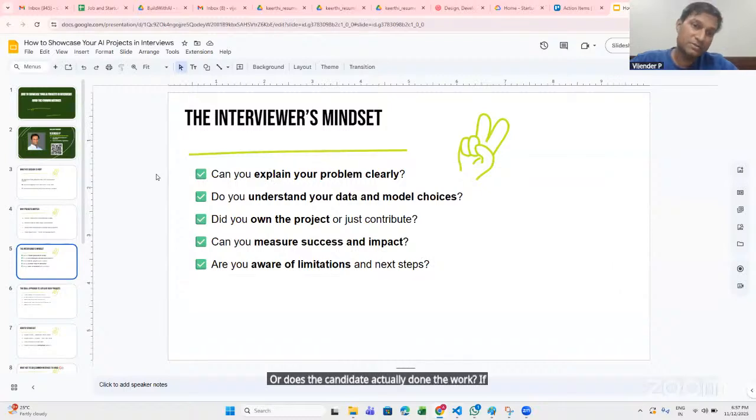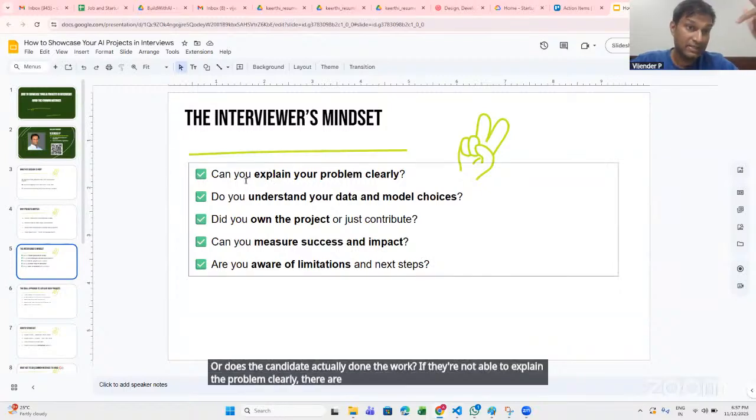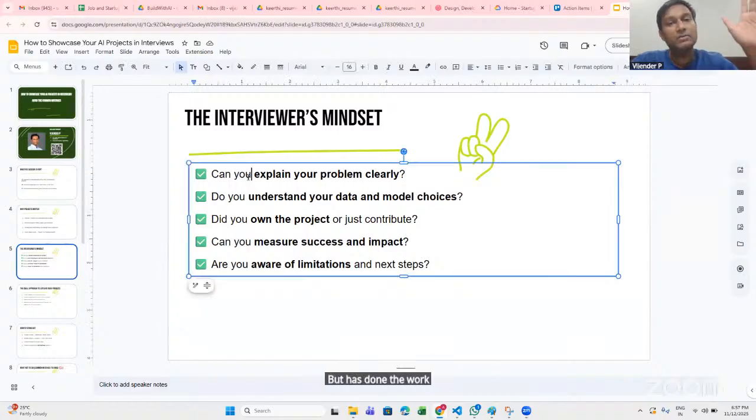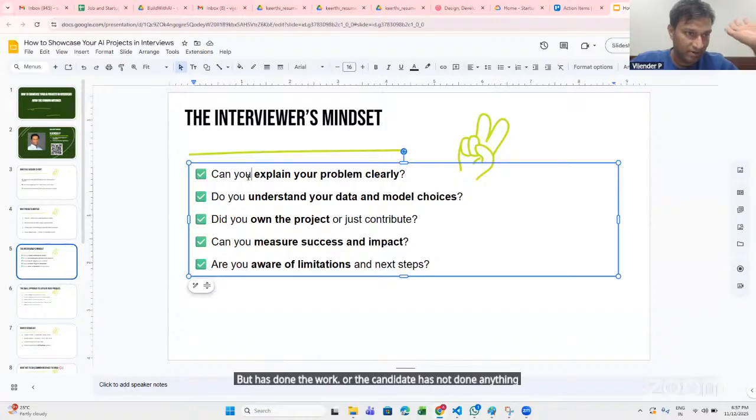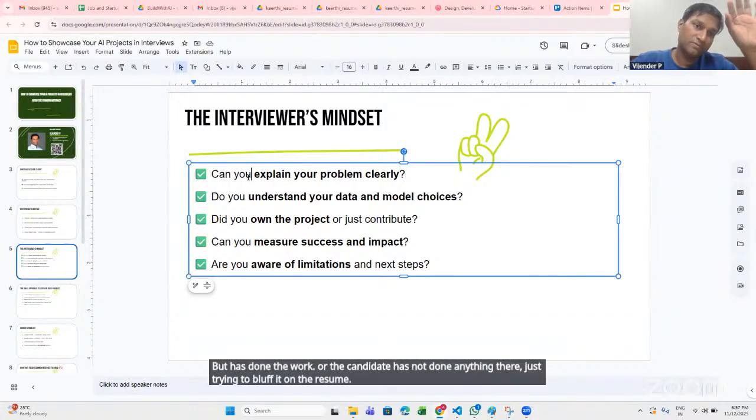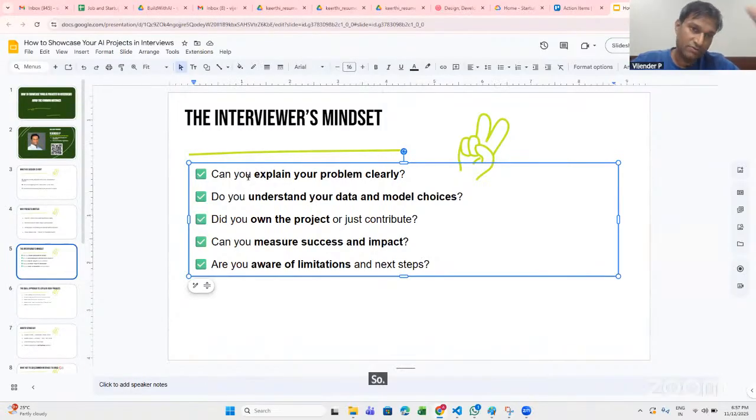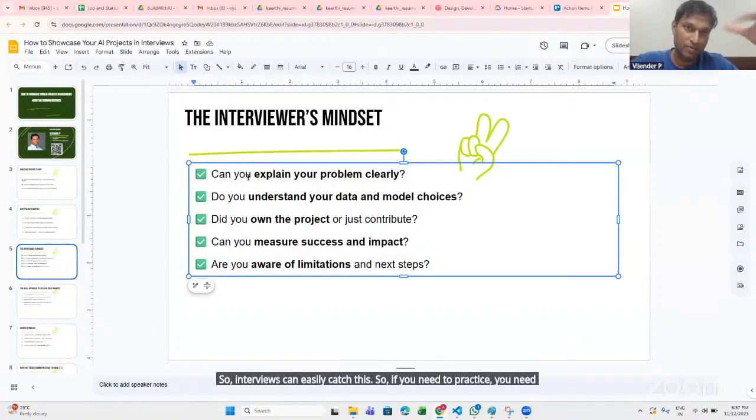If you're not able to explain the problem clearly, there are two possibilities. Either the candidate has done the work but is really not able to explain the problem, or the candidate has not done anything and is just trying to bluff on the resume. Interviewers can easily catch this. So you need to practice how you explain the problem.